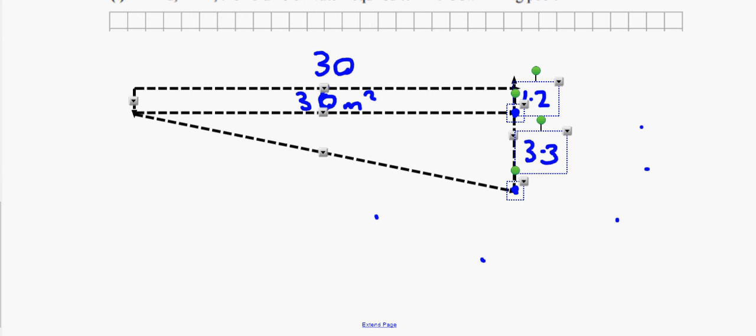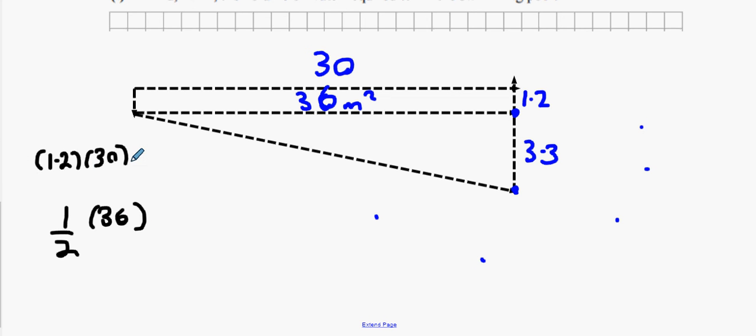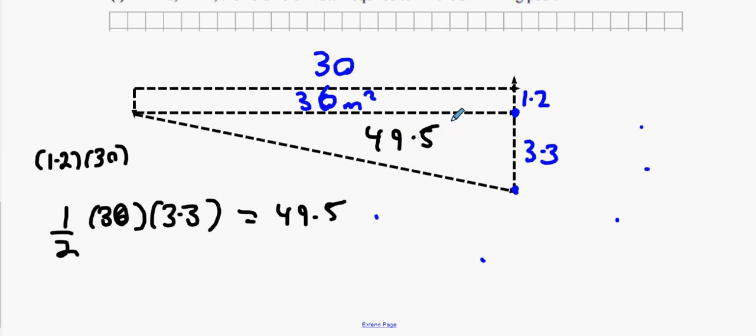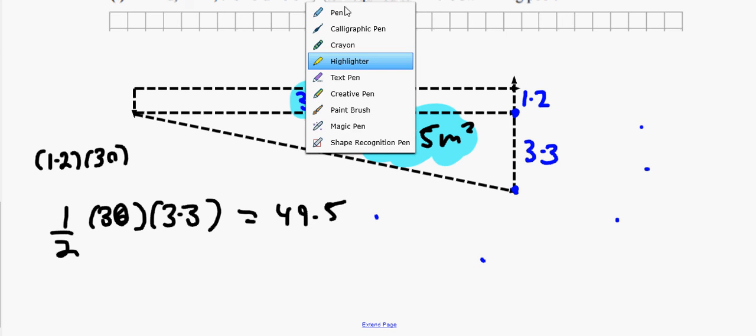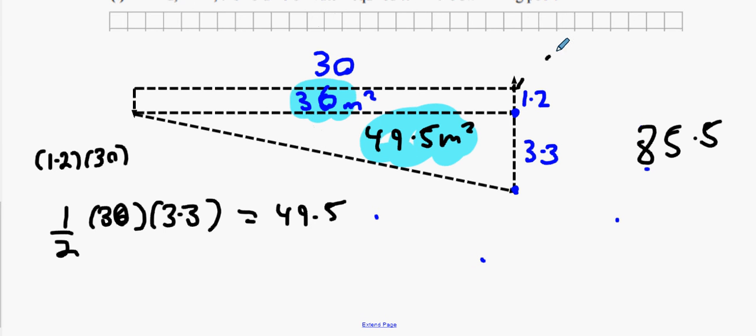What about underneath it? A half base times height. A half, 30 times 3.3. What do you get there? 49.5. And what happens when you add both areas together? 85.5. Now 85.5 is the area. How deep does it go again? It goes 20 deep, doesn't it? Oh, sorry, the width. So multiply by 20. And you get 1,710 meters cubed.